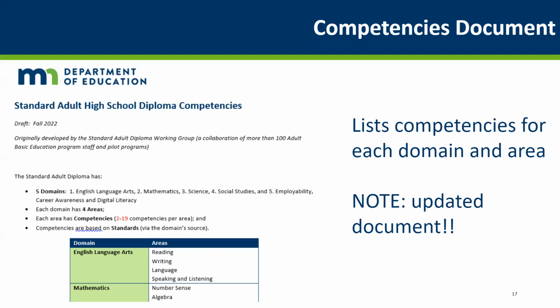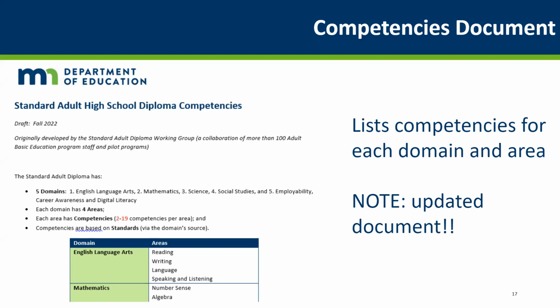A couple of important documents. These reference documents we talked about much more in depth on September 16th. So we won't walk through the documents again today, but I just want to remind you that they are there and that they are your reference materials, and that you should be actively using these documents as you oversee your adult diploma program. So one is the competencies document.